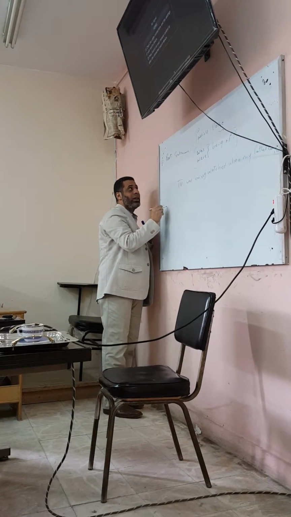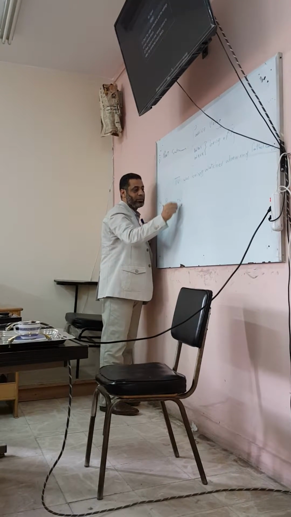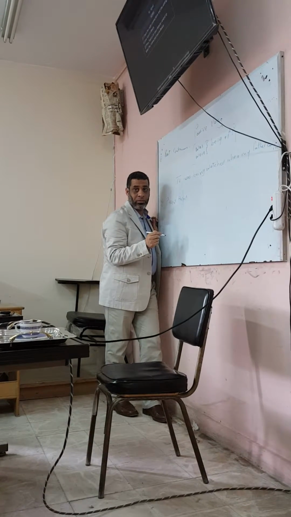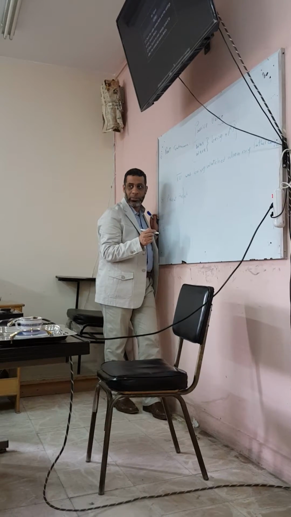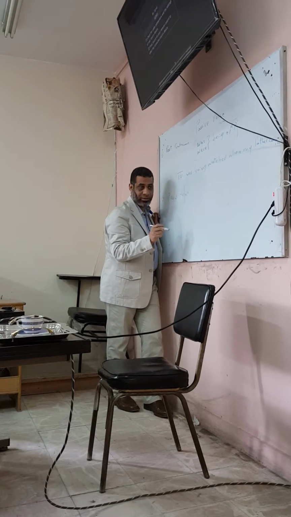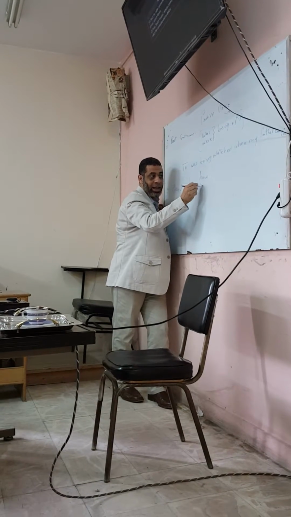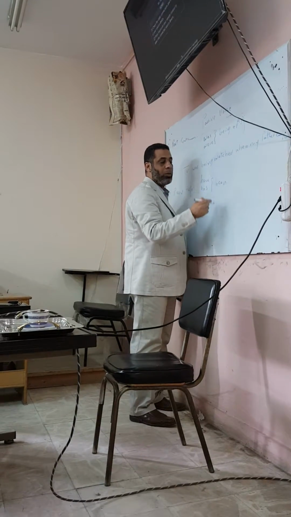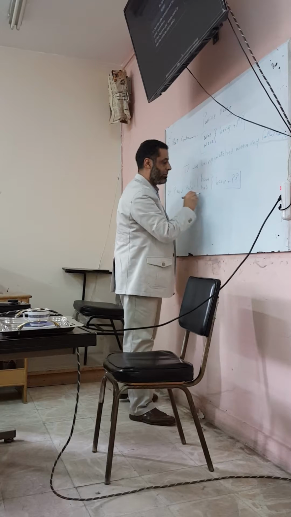Number 5, present perfect. The structure of present perfect in the active: has or have plus past participle. In the passive, has or have plus been plus past participle.